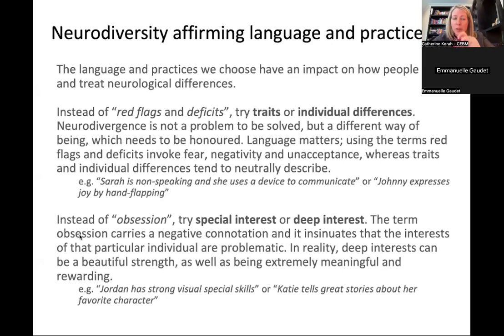Again, trying to shift the language, instead of using the word obsession, trying to use the term special interest or deep interest. The term obsession carries a negative connotation and insinuates that the interest of that particular individual is problematic. In reality, deep interest can be a beautiful strength, as well as an extremely meaningful and rewarding experience for the student. So saying, for example, Jordan has strong visual spatial skills, or Katie can tell great stories about her favorite character. Just being mindful of that language.